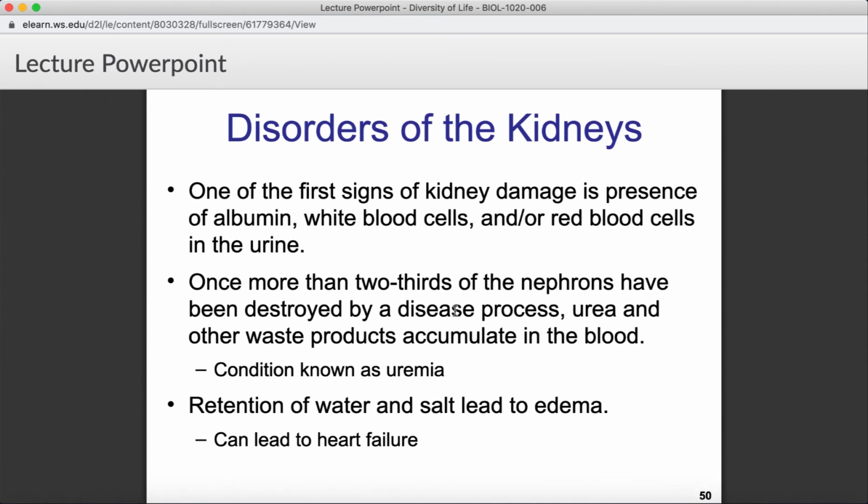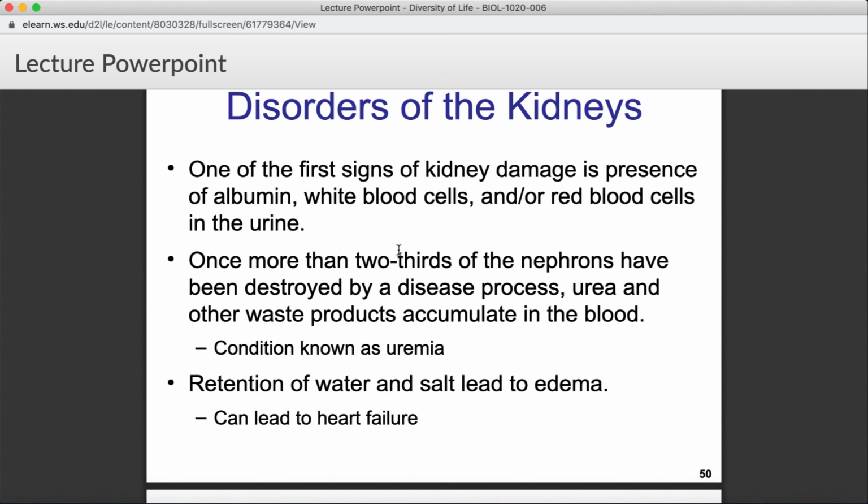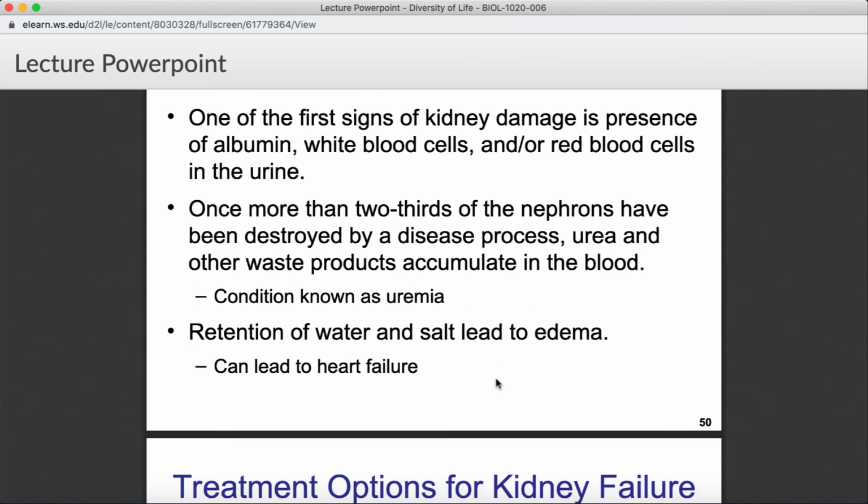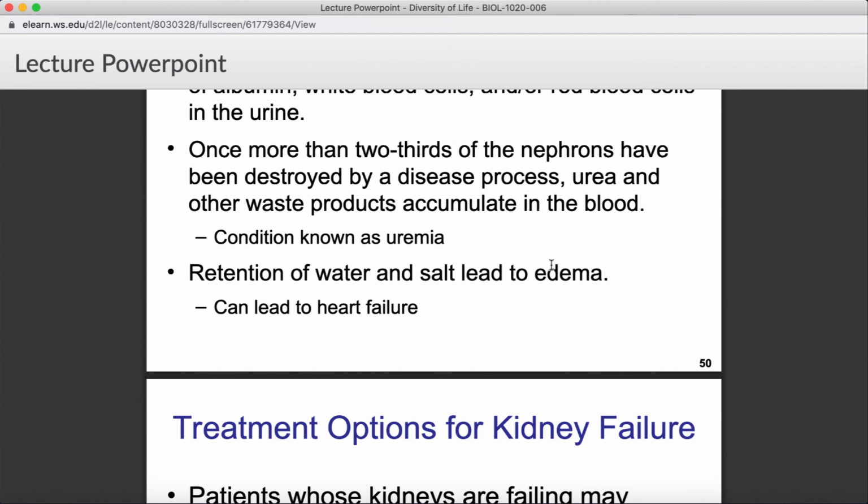Disorders of the kidneys. One of the first signs of kidney damage is the presence of albumin, white blood cells, or red blood cells in the urine. You can actually do a test of microalbumin to see if there's protein seeping through, and it's a good indicator of early onset of diabetes or renal failure. Once more than 2/3 of the nephrons have been destroyed by a disease process, then urea and other waste products accumulate in the blood. This is known as uremia, and a retention of water and salt can lead to edema, which is swelling.